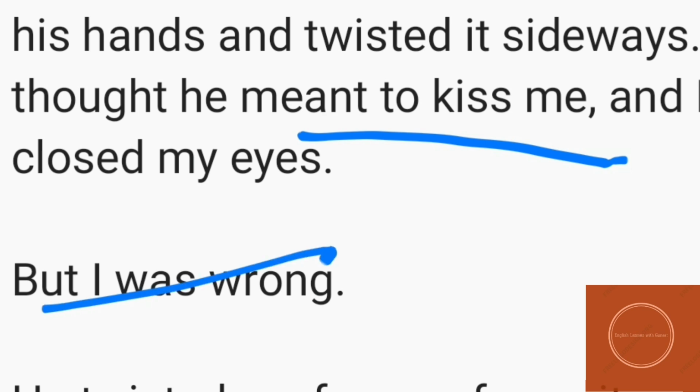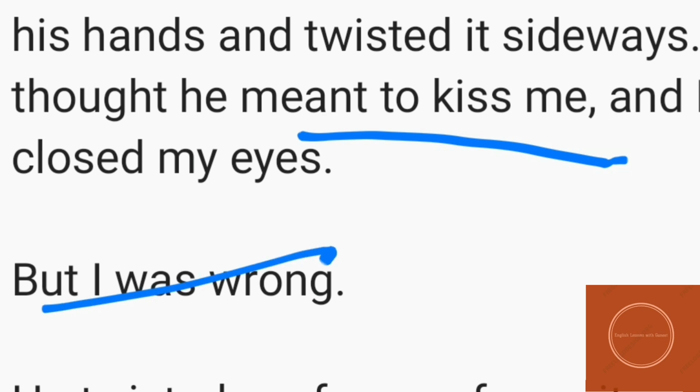So what thought did the narrator have? The narrator felt that the person meant to kiss him, because he had held his head and turned it sideways. That is the general way a person kisses. So the narrator even felt that the photographer was going to kiss him, and he closed his eyes for it. But he was wrong. The photographer was not going to kiss him.